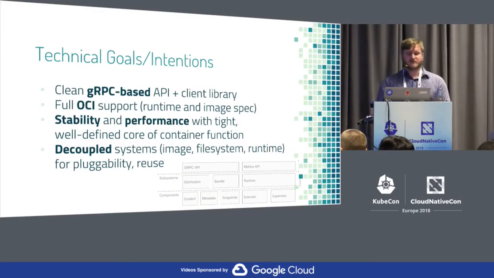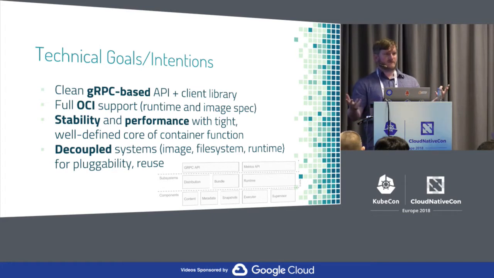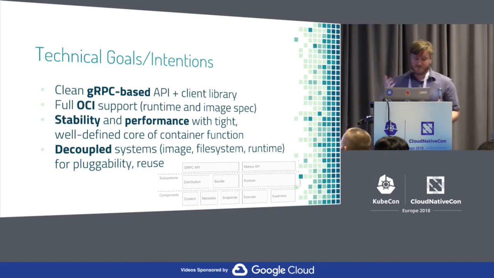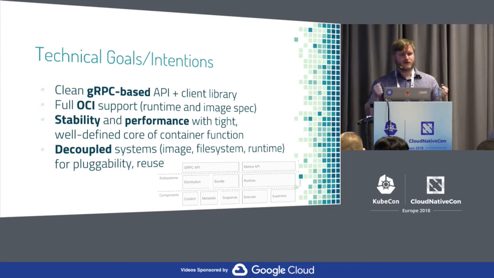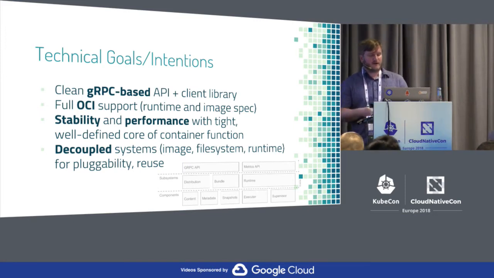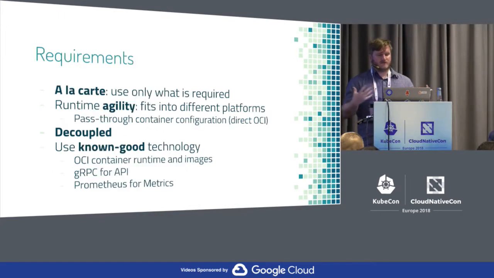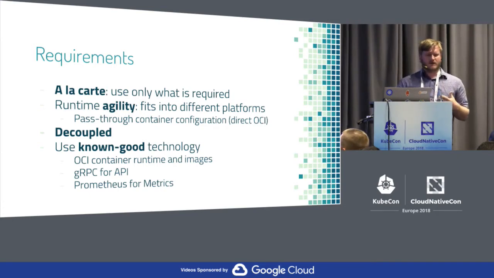The technical goals of this project were to ensure that we had a really clean gRPC-based API and client library. We wanted everything to be full OCI support, so both image spec and runtime spec and the distribution spec. We wanted to focus on stability and performance with a really tight core of container functionality. We also wanted things to be very decoupled, so that the image, the file system, and the runtime could be plugged and reused, and you could use it in an a la carte fashion. So you want to be able to use only what's required, and I'll explain a little bit about that later.